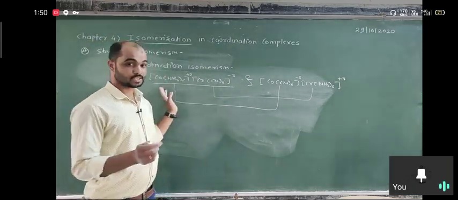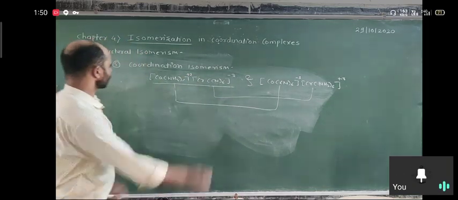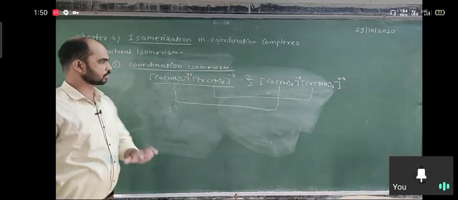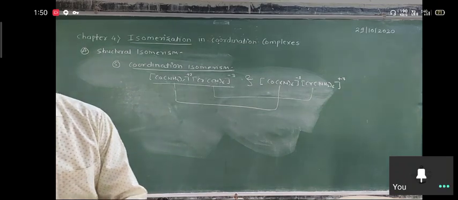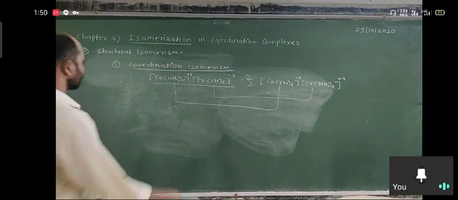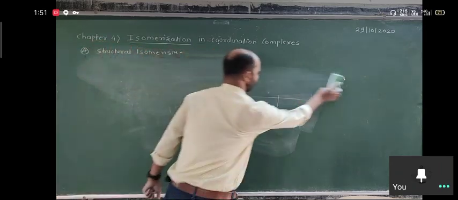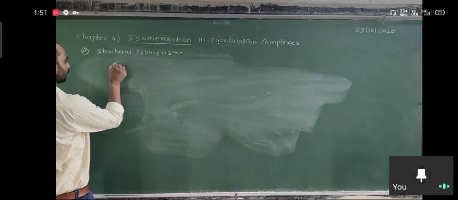What is the difference here? Both differ by the presence of ligands in the coordination pair. That's why they are called coordination isomers. Okay, so it is the fifth type of isomerism. The next one is coordination position isomers.